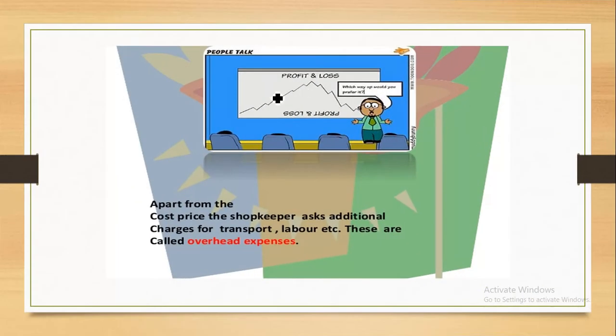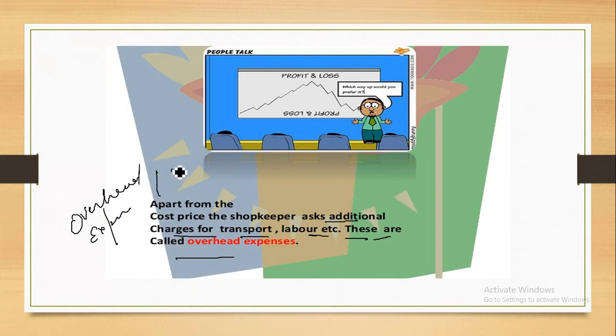And the last topic we have is overhead expenses. What are overhead expenses? Apart from the cost price, the shopkeeper asks for additional charges for transportation or labor or maintenance or repairs. These are called extra expenses, right? So these are called overhead expenses, or you can say the extra expenses.